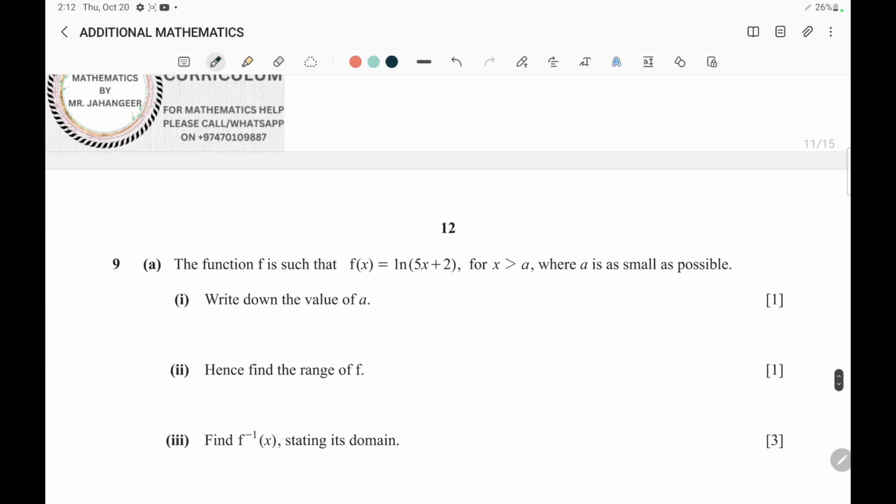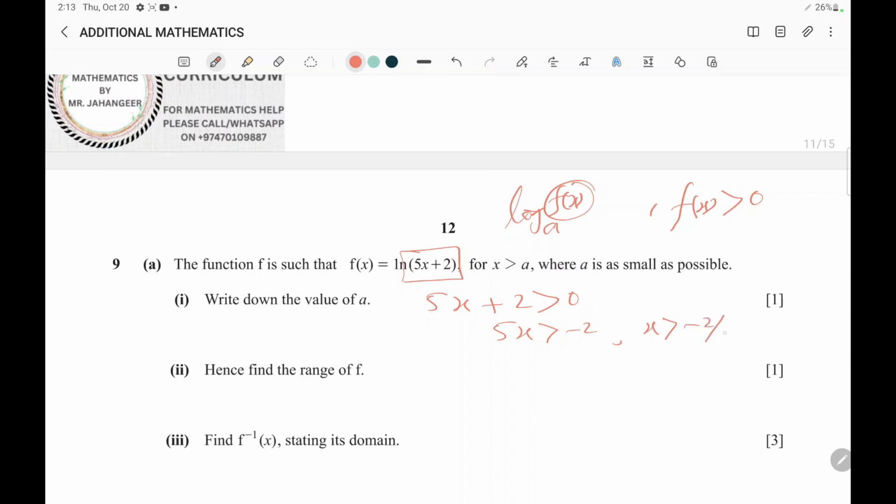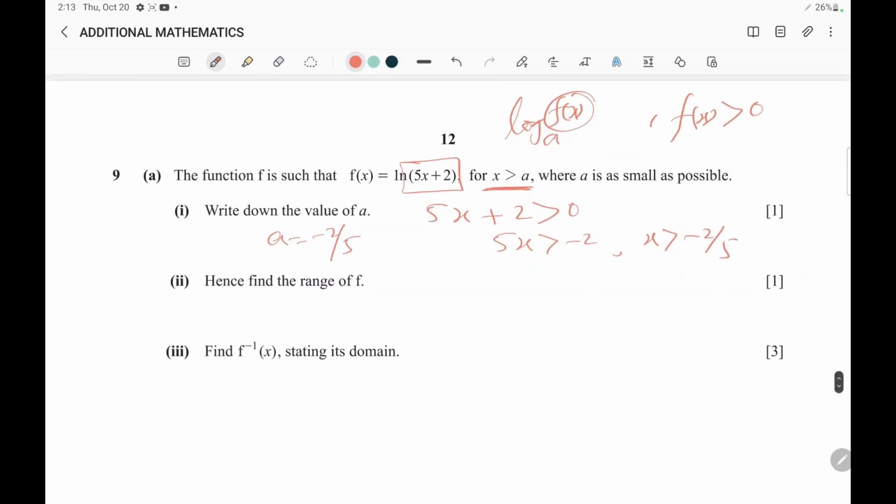Here the function f is such that f(x) is given. You know, any log must be defined when the argument is greater than 0. For example guys, we have log of a and this f(x). This log will be defined only when your argument is greater than 0. So 5x plus 2 must be greater than 0. 5x must be greater than minus 2, sorry. X is greater than minus 2 over 5. So it says x greater than a. So a should be minus 2 over 5, right? Now find the range of f.